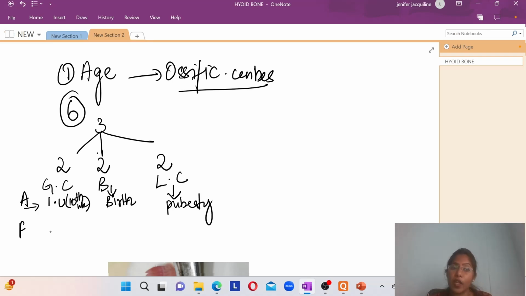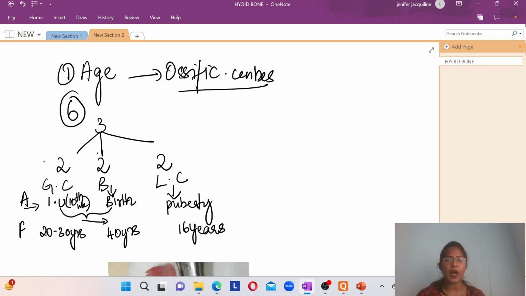The greater cornua alone will fuse at 20 to 30 years. The greater cornua along with the body fuses at 40 years, and the lesser cornua fuses at 16 years. So each part fuses at a particular age. Fusion means nothing but union. When we are given a hyoid bone, for example, we try to estimate the age. Fusion is also called union. When we see a bone grossly, if you want to see whether it's fused or not, you just check the mobility, right? You check whether it has ossified or fused.